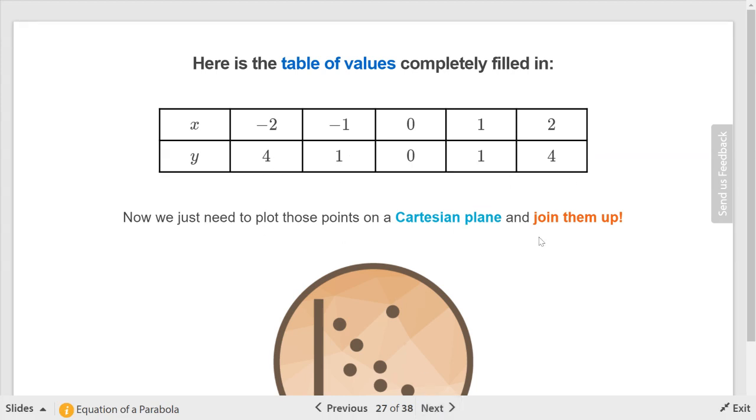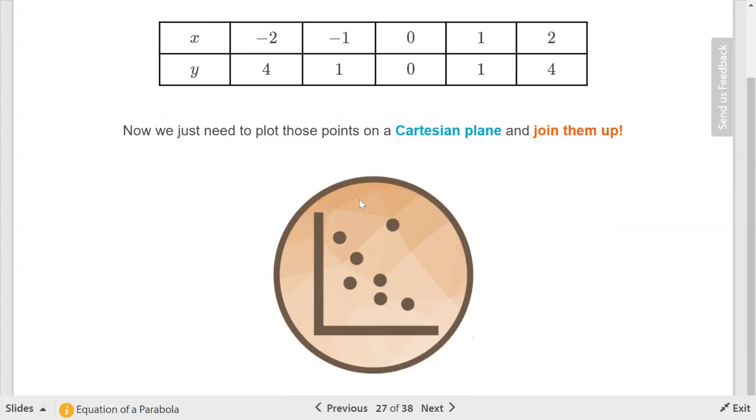Now we plot this on the Cartesian plane. Looking at each column, we can extract these 2 points as a coordinate. We can take out -2 and 4. We can take out -2 as your x and 4 as your y. -1 is your x and 1 is your y. And you can continue like that.